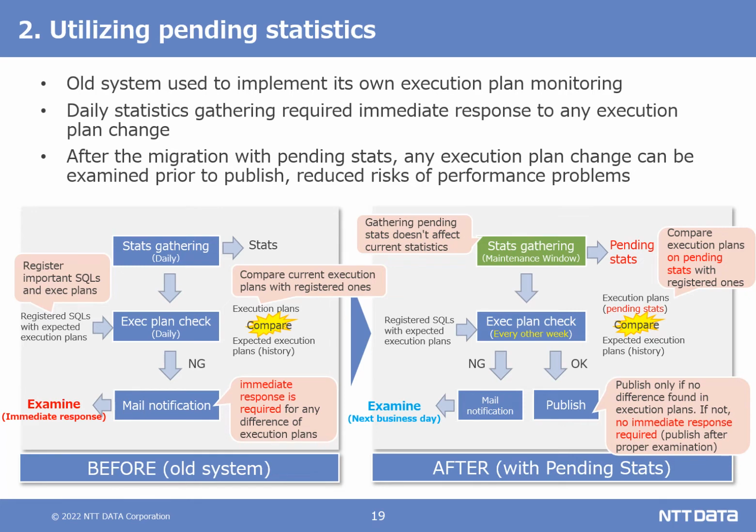Upon the migration, we changed the job to use pending statistics. Specifically, we changed the job to check the execution plan against the saved pending statistics. Besides, we changed the frequency of the job to every 2 weeks. Now, if any change is found, it can be checked during the next business day. And after the confirmation, the pending statistics are published. As a result, system engineers won't be called early in the morning anymore, and the operational burden is greatly reduced.